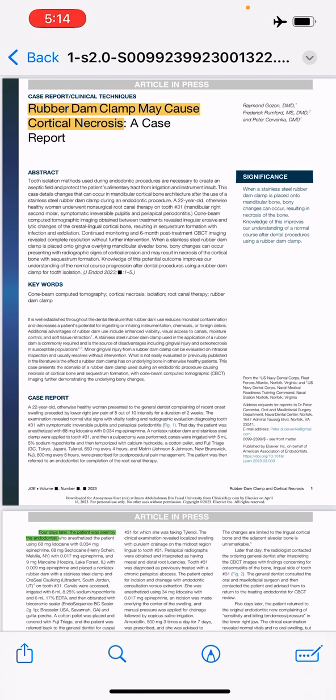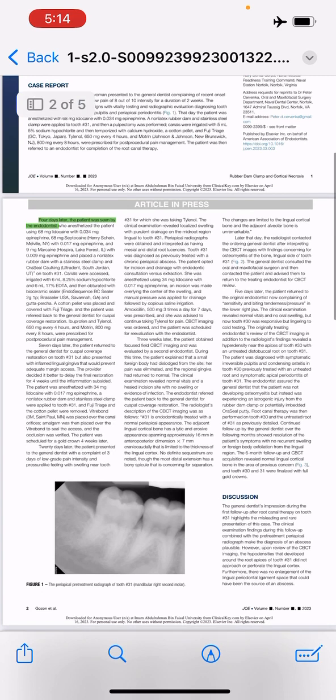4 days later, the patient was seen by the endodontist and obturation was done, and the patient was referred back to the general dentist for cuspal coverage and restoration. 7 days later, the patient returned to the general dentist presenting with inflamed lingual gingiva that would prevent adequate margin access, so the provider delayed the final restoration for 4 weeks until the inflammation subsided.